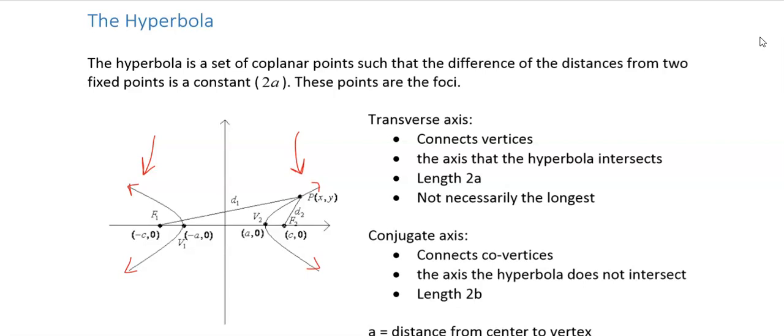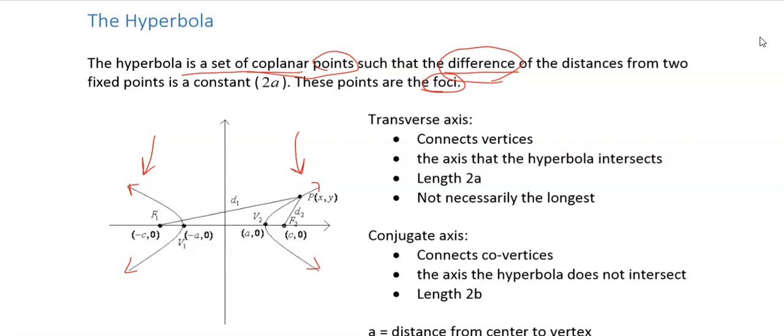The definition of a hyperbola is a set of points, coplanar again, they have to be in the same plane, such that the difference of the distances from two fixed points, and those fixed points are still called foci, just like they were for ellipses, is a constant. Now instead of the sum of the distances being a constant, it's the difference of the distances being a constant. So let's look carefully at the graph that they have drawn there.